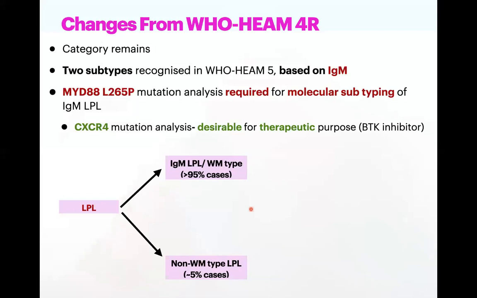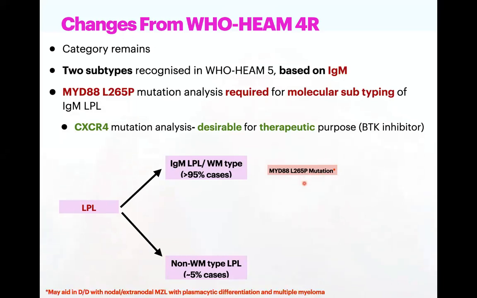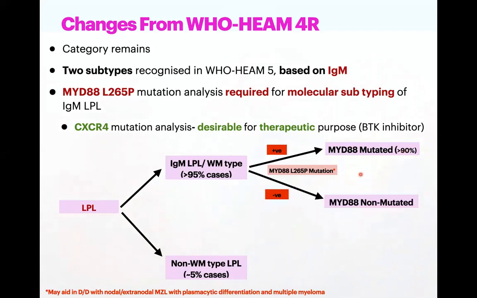So this IgM LPL, that is WM type, is subdivided based upon the MYD88 mutation status. MYD88 is required because there are many marginal zone lymphomas and entities like multiple myeloma which show prominent plasmacytic differentiation. It is useful in differentiating this LPL from these entities. If it is positive, it will be called MYD88 mutated LPL, which accounts for 90% of the cases of LPL. If it is negative, it will be called MYD88 non-mutated.